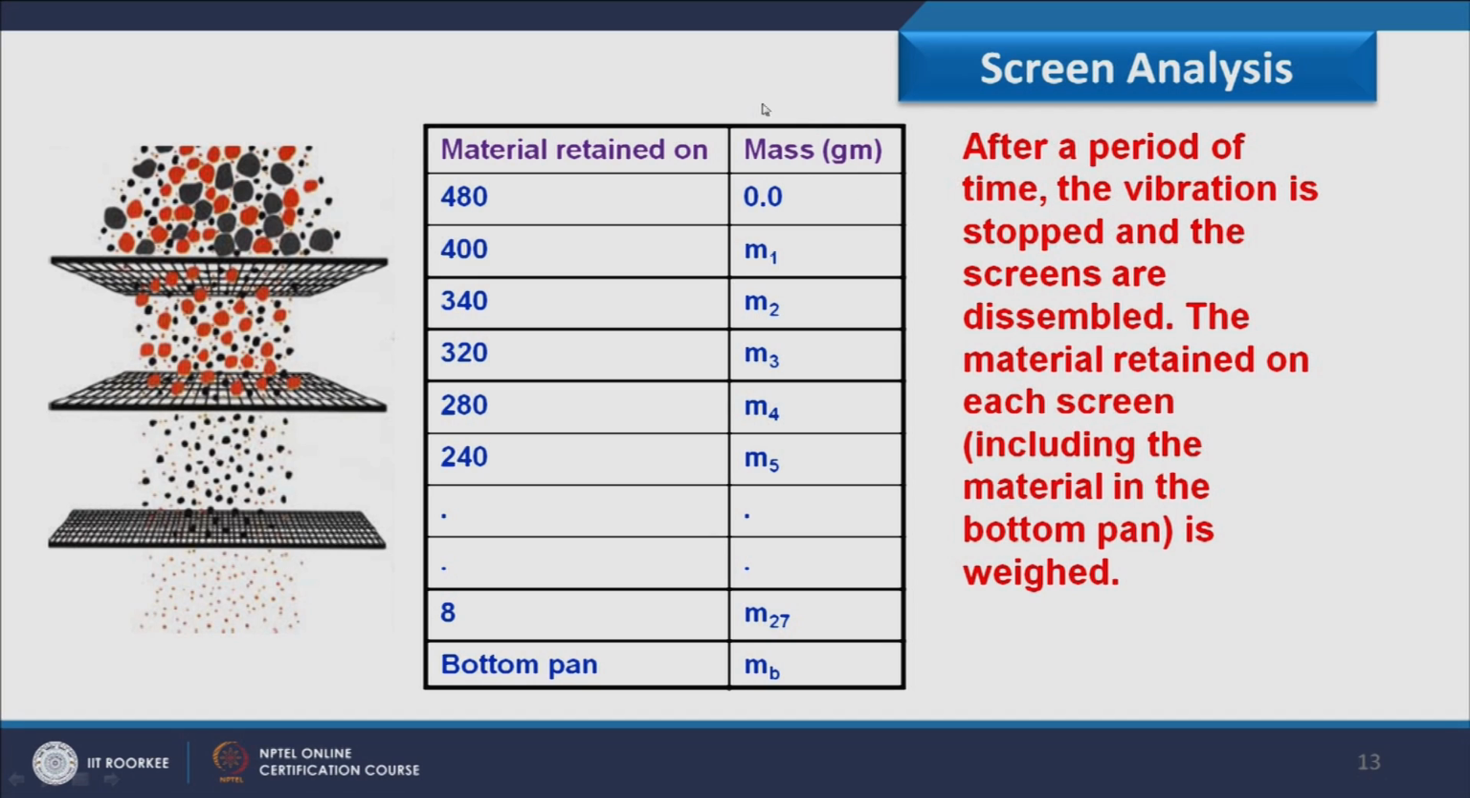So, here in this way we represent the data of particle size which we have obtained from different screens. Here you see at 480 0 mass is available. However, at 400 we have M1 mass, and accordingly whatever mass is collected in different screens as well as the pan, that we have noted down in this table.